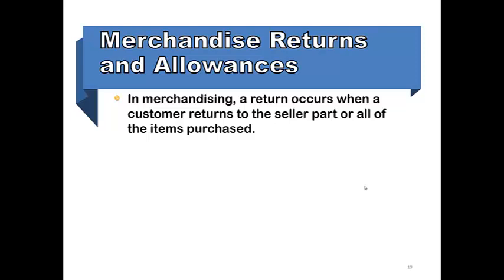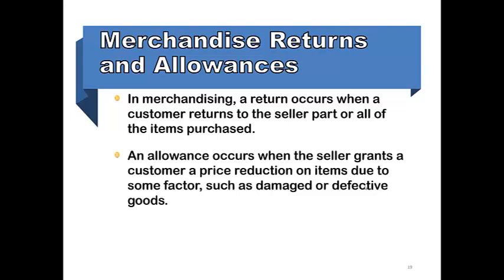Okay, now we'll look at merchandise returns and allowances. So remember we had sales returns and allowances. Those were the returns and allowances that our customers returned to us. Now in this chapter we're going to have purchase returns and allowances that represents returns of purchases that we've made. So in merchandising, a return occurs when a customer returns to the seller part or all of the items purchased. An allowance occurs when the seller grants a customer a price reduction on items due to some factor like damage or defective.